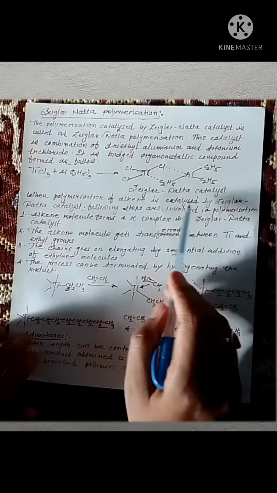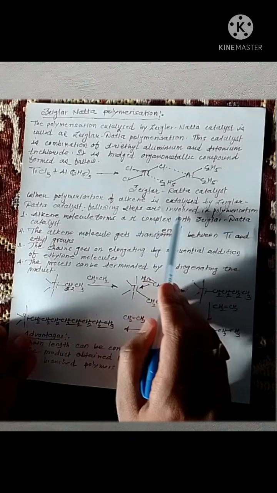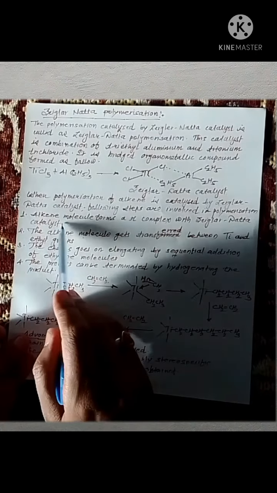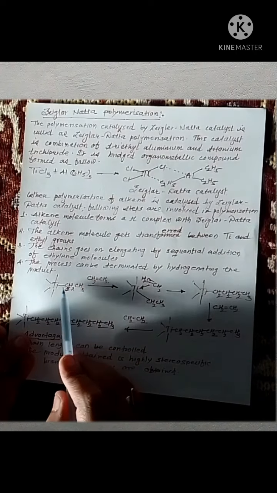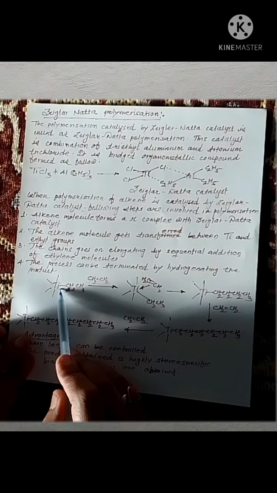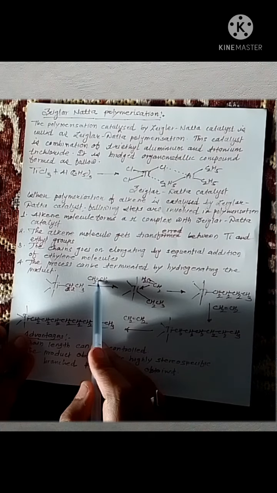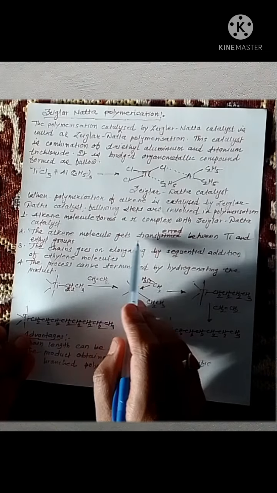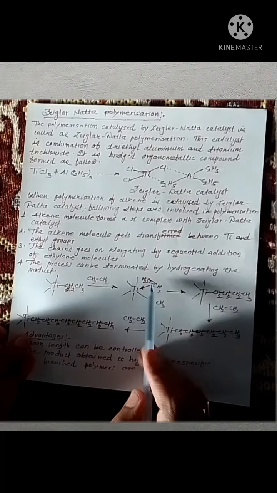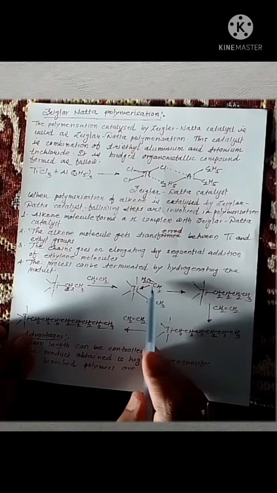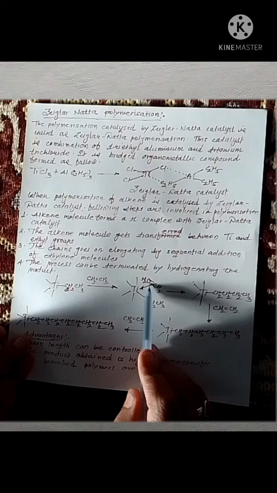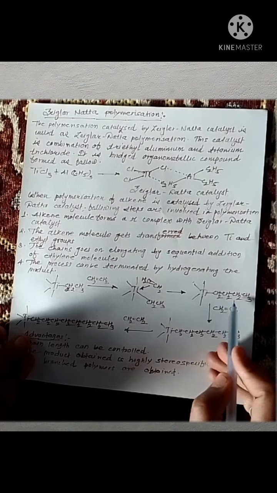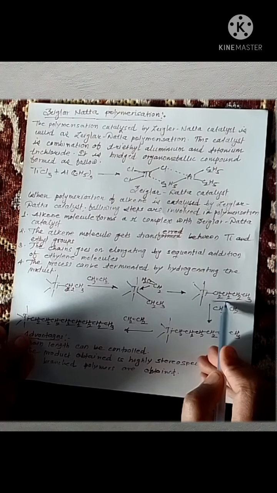When polymerization of alkene is catalyzed by Ziegler-Natta catalyst, the following steps are involved. In the first step, the alkene molecule forms a pi complex with the Ziegler-Natta catalyst. So just see here, when this alkene molecule comes in contact with the Ziegler-Natta catalyst, it forms a pi complex with the titanium. In the next step, the alkene molecule gets transferred between titanium and the ethyl group. In this step, the alkene molecule is transferred in between titanium and this C2H5. So just see here, this ethylene molecule comes here.